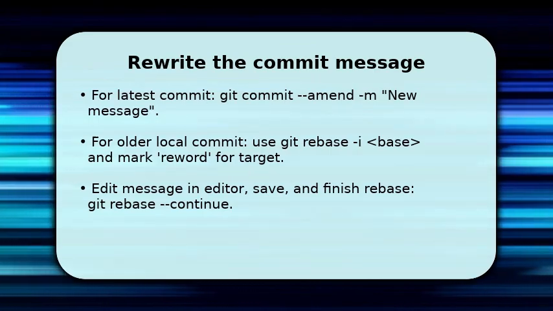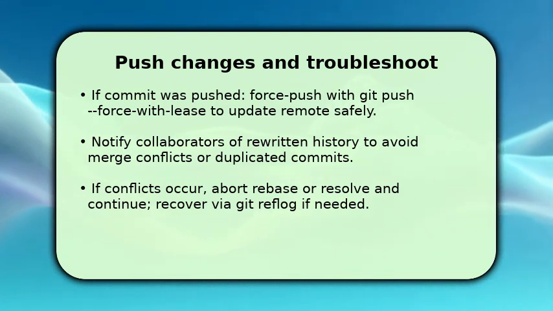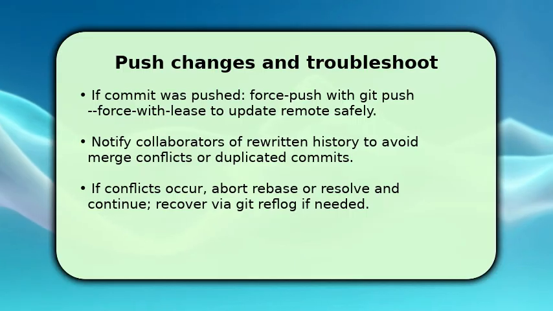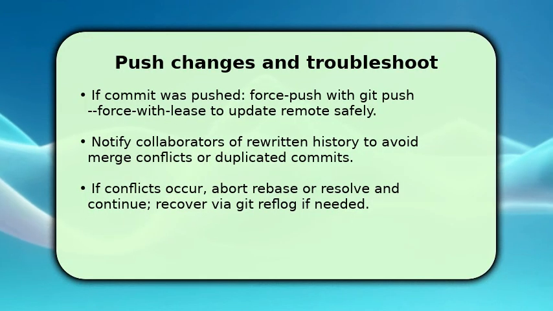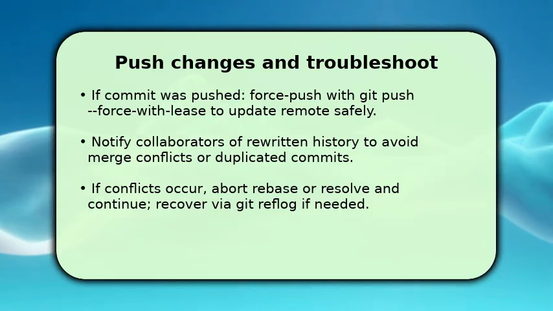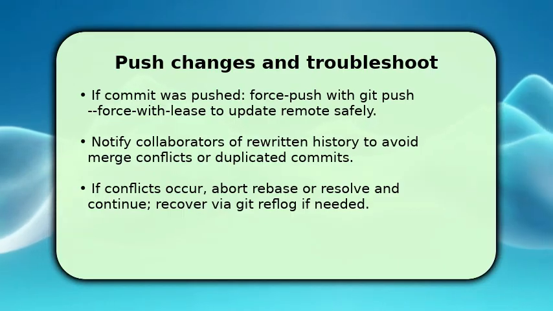Once the messages are rewritten, you need to update the remote. If the commit was previously pushed, use git push --force-with-lease to minimize surprise. This replaces history while checking the remote hasn't changed. Make sure to tell teammates to fetch and reset their branches if necessary. If you hit conflicts during a rebase, resolve them, git add the files, and git rebase --continue, or abort with git rebase --abort. If anything goes wrong, recover the original state using git reflog.